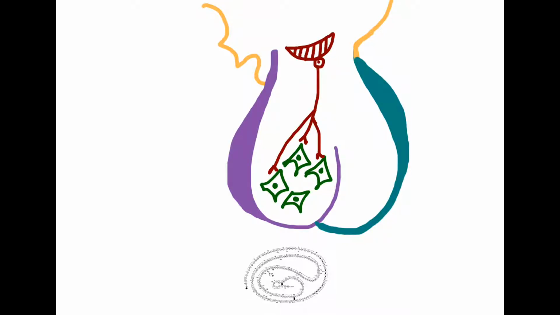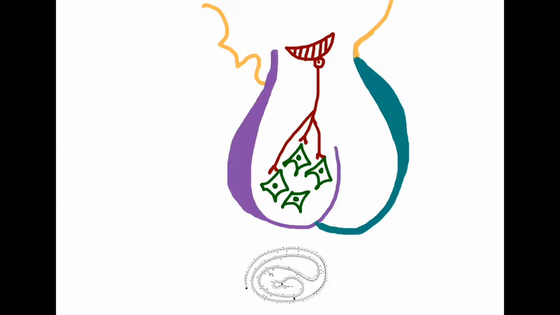Hello, today we'll be discussing growth hormone, its functions, and its structure. Here we have a diagram of the pituitary gland. The pituitary gland is divided into the adenohypophysis, or the anterior pituitary gland, which is in purple, and the posterior pituitary gland, or the neurohypophysis.